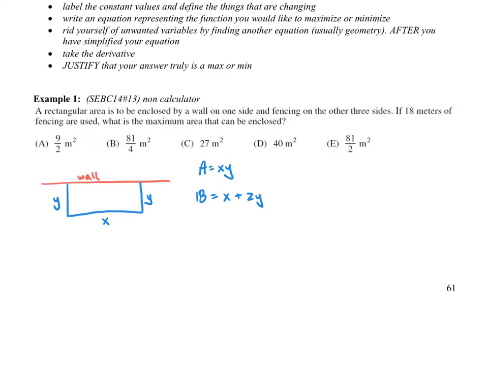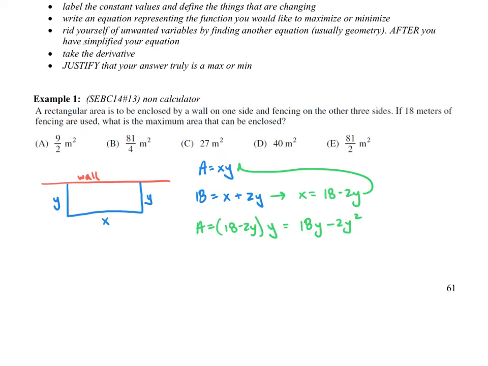Now to find the maximum area, we're going to want to maximize the function A. So we want to find A prime, the derivative of A, so that we can figure out what that maximum might be. But the easiest way to do this is to make A just one variable. So we're going to solve this for x, and substitute that into the equation for A, so that now we have A equal to 18 minus 2y, that quantity multiplied by y, or more simply, 18y minus 2y squared.